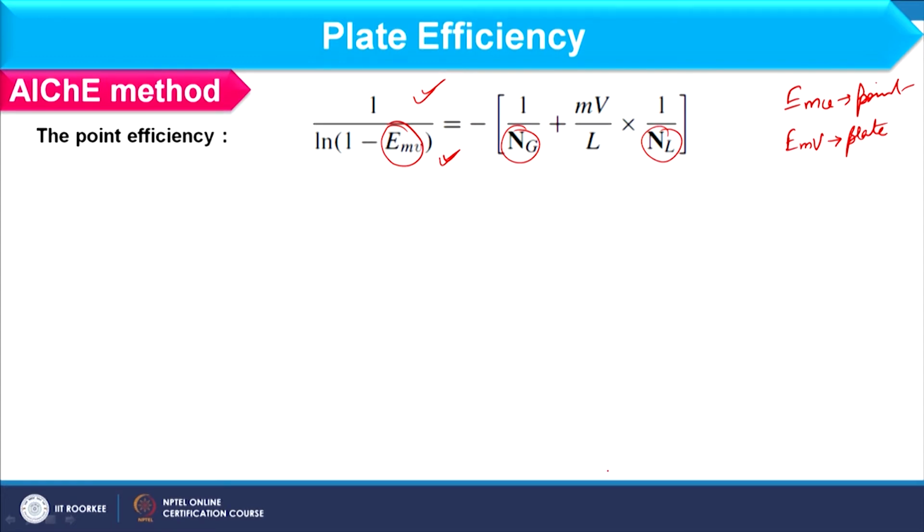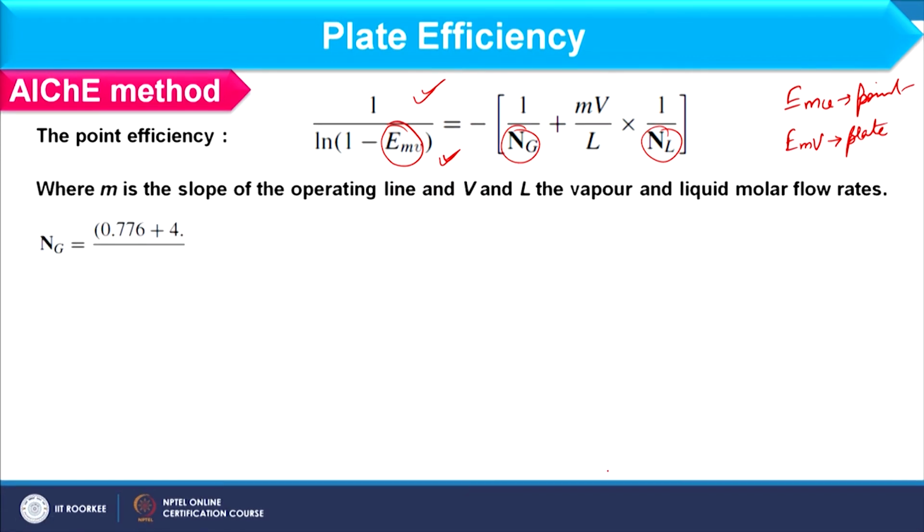We need to find out the correlations of Ng and Nl, and then we can use the m and V by L. These are basically the slope of the equilibrium line and the operating line. I think you know this information already. So, let us focus on the expression of Ng. Ng is usually given by this expression, where Ng is equal to 0.776 plus 4.57 into 10 to the power minus 3 Hw. What these parameters are, we will discuss.